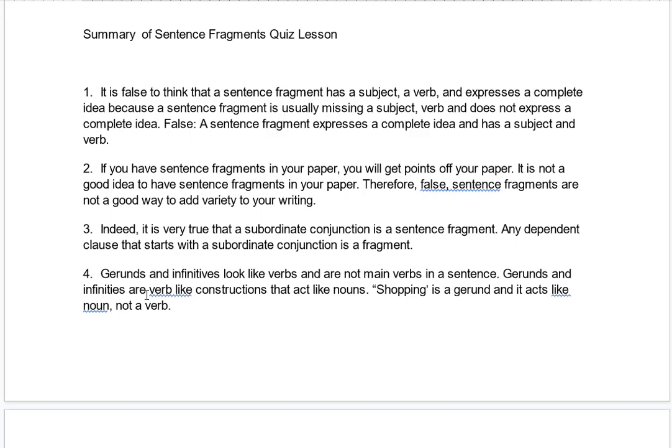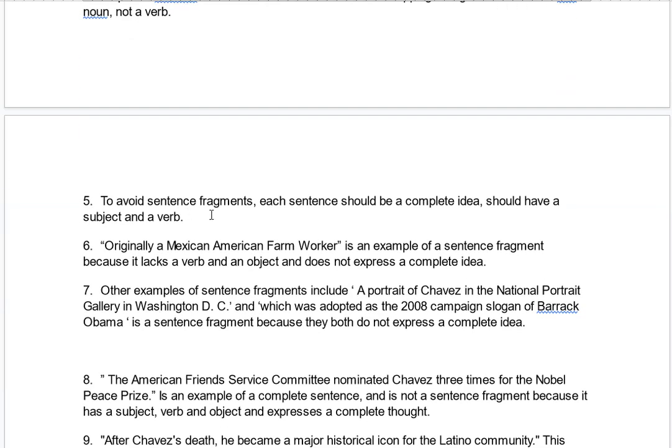True. Gerunds and infinitives look like verbs and are not main verbs in a sentence. Gerunds and infinitives are verb-like constructions that act like nouns. Shopping is a gerund and acts like a noun, not a verb. To avoid sentence fragments, each sentence should be a complete idea and should have a subject and a verb.